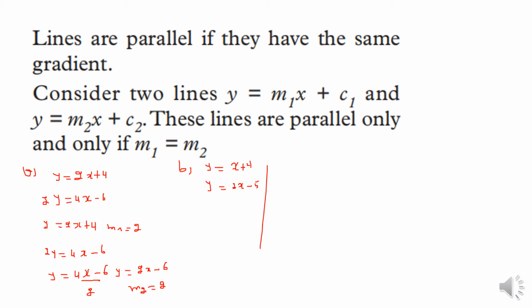About the second example, the gradient of equation 1 is equal to 1, because here we have a coefficient of 1. Now the gradient of the second equation of line is also needed. For the first example, example A, m1 is equal to m2. For the second example, m1 is different to m2. Now you conclude that the lines in A are parallel because m1 is equal to m2, while in the second example, equation 1 is not parallel to equation 2 because m1 is different to m2.